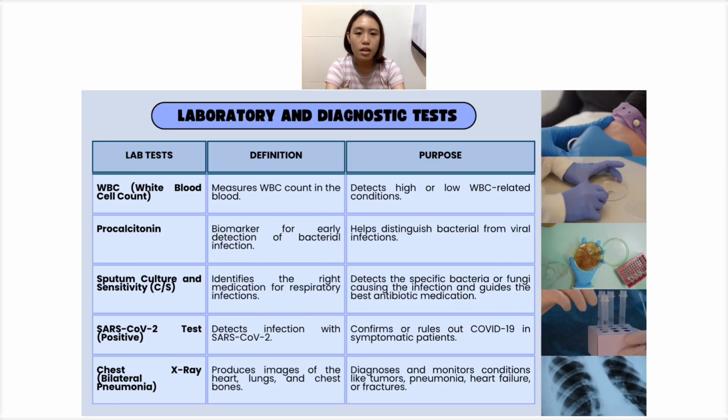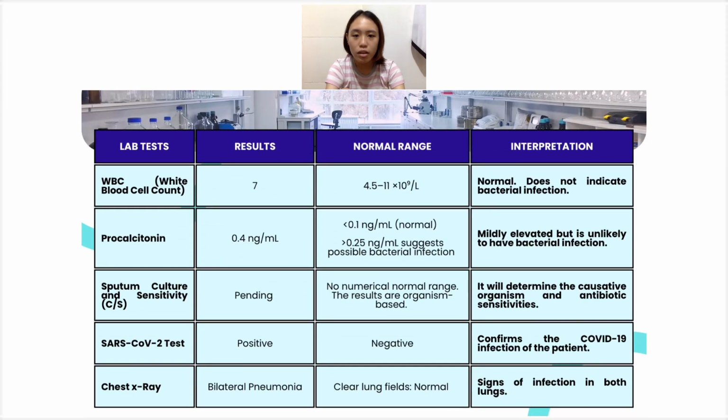So for the results of the diagnostic test from the patient, the WBC is 7, where the normal range is 4.5 to 11 times 10 to the 9th per liter. The interpretation is normal and is not suggestive of bacterial infection. For the procalcitonin, the result is 0.4 nanograms per milliliter, where the normal range is less than 0.1 nanograms per milliliter. So the interpretation is mildly elevated, but it is unlikely to be a bacterial infection.